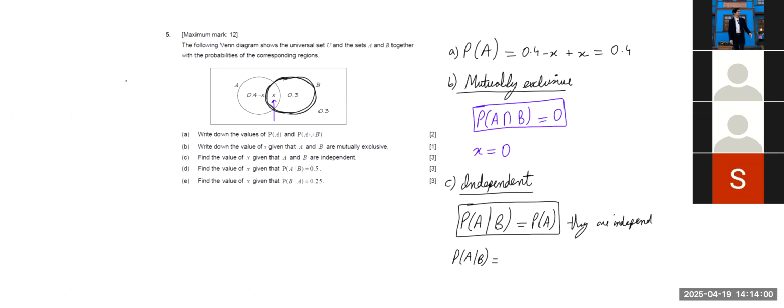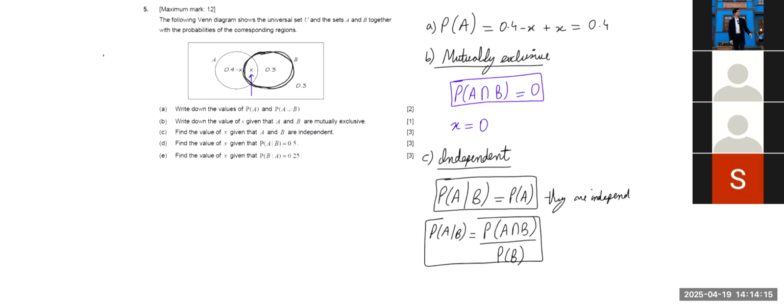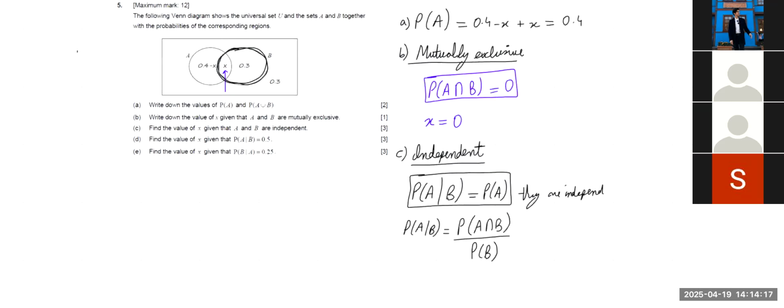There's a formula for this. The formula for conditional probability is the probability of A intersection B divided by the probability of B. So we need to find out what this is equal to. What is the intersection of A and B? It is x. And what is the probability of B in general? Can anybody tell me what the probability of B is?